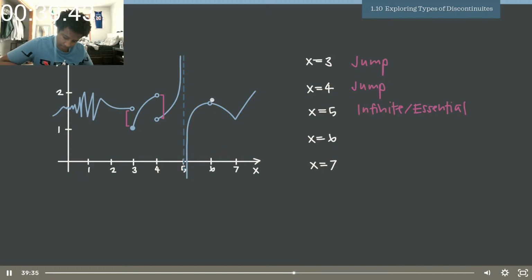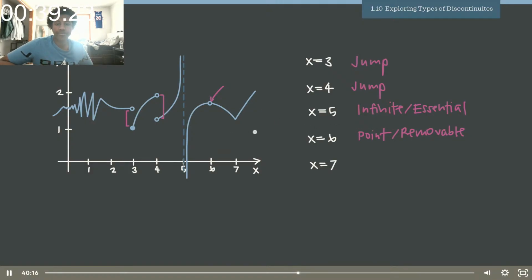At x equals 6 here, we just have this single point. And when you see a single open circle like this in the middle of an otherwise continuous curve, that's a point discontinuity, which we also sometimes call a removable discontinuity. That's different from the open circles at these other points, because all these other open circles are endpoints of a section of the graph, whereas this open circle is in the middle of an otherwise continuous smooth curve, so it's a point or removable discontinuity.